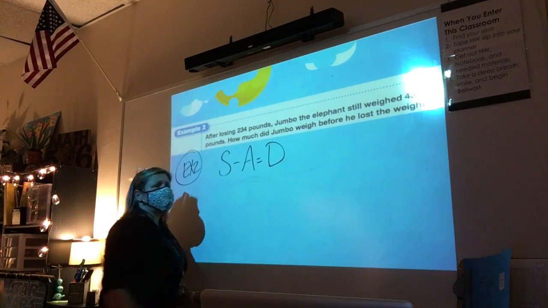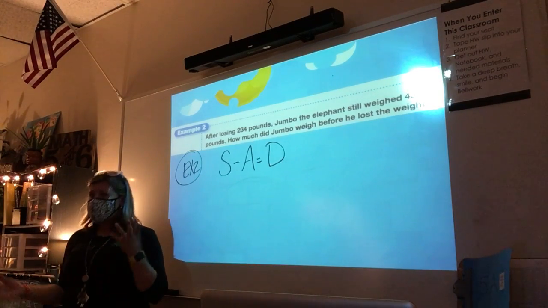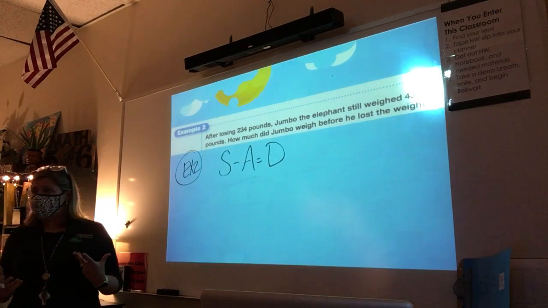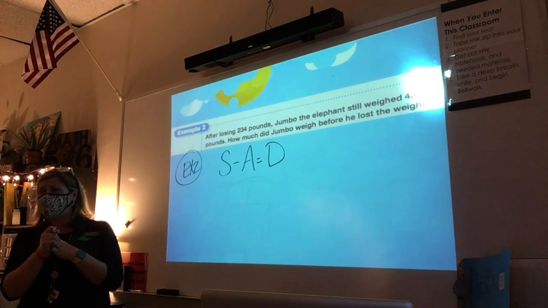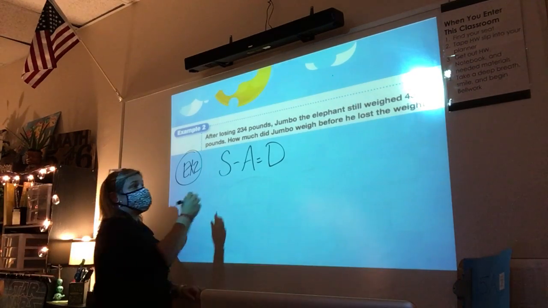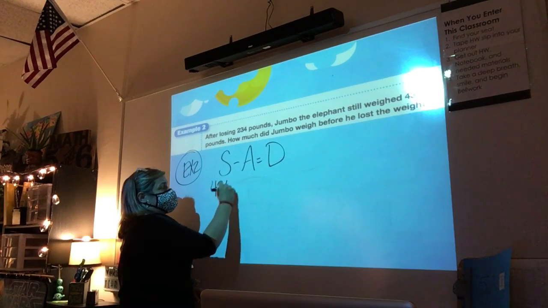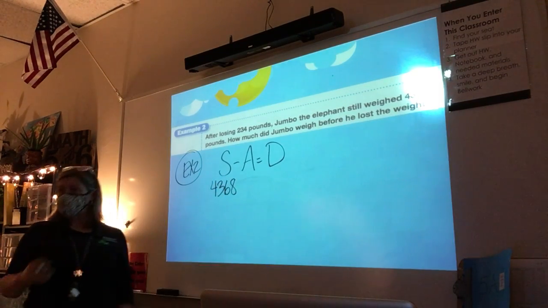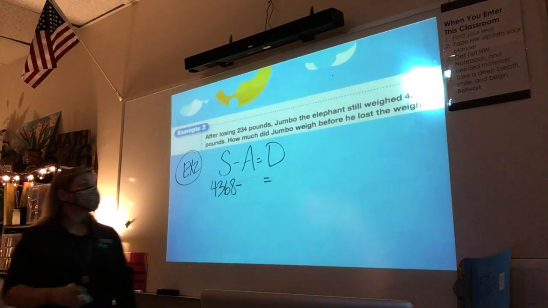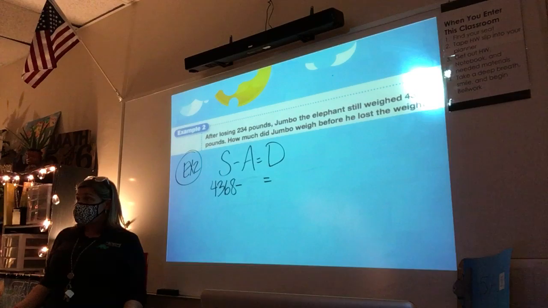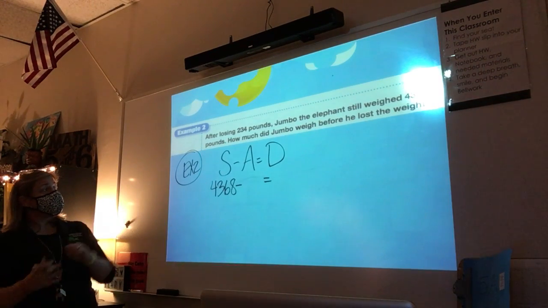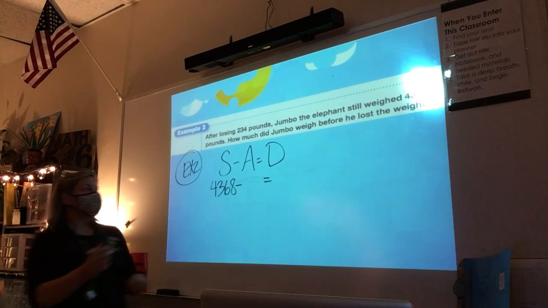Okay, do we know his starting amount? Because the starting amount is always the easiest thing to look for. Do we know the starting amount? Sally, what is his starting weight? 4,368, absolutely. Then we need to figure out how much went away, and do we know the difference? Do we know how much went away in this problem? Grant, you haven't given me anything yet. How much went away? 234.